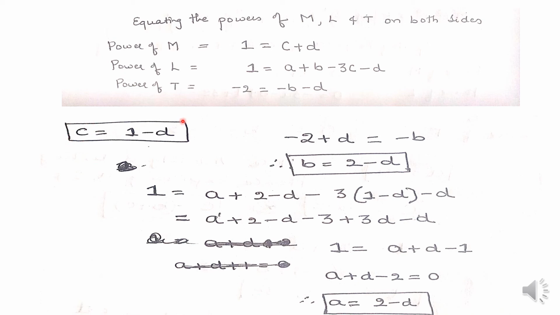Similarly, next I will come to the power of T, that is minus 2 equals minus b minus d. That means I have to express this b term also in terms of d only.